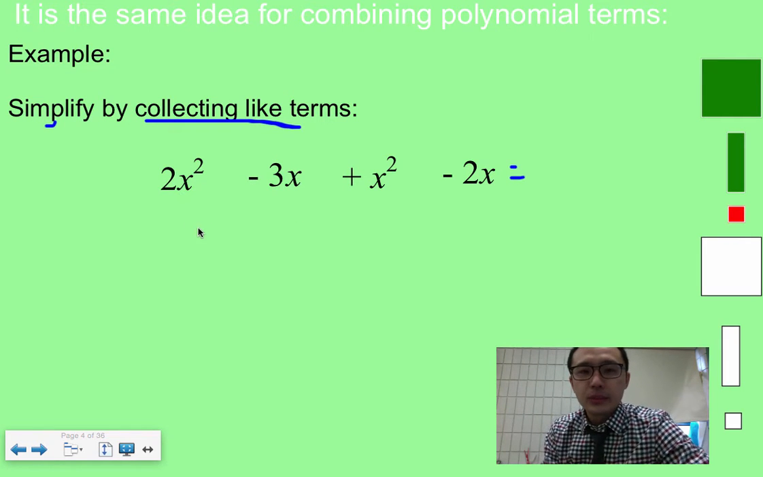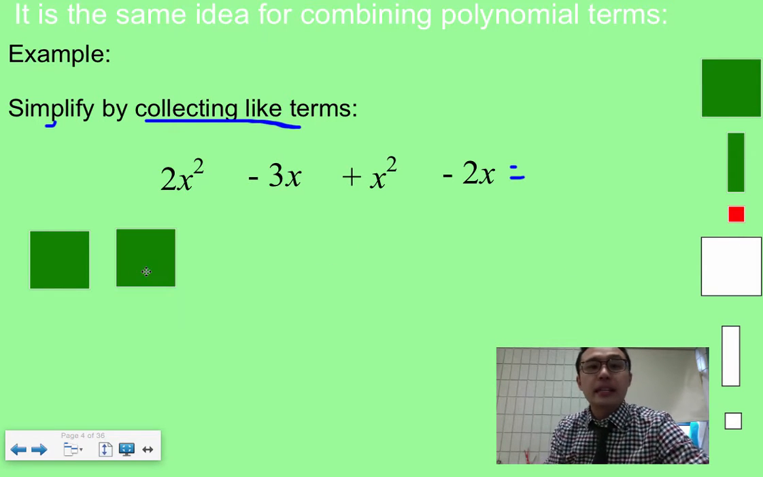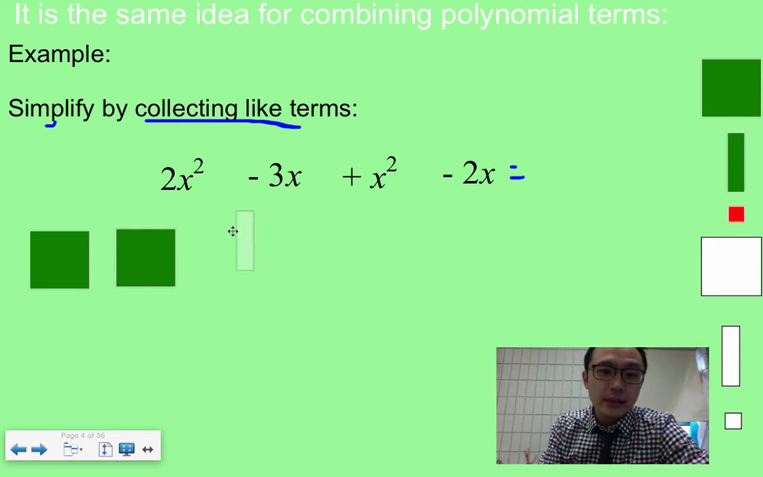So first one, 2x squared. That means I need 2 of these x squares. Remember, each of these ones represent x squares, so I need 2 of them. Negative 3x, that means I need negative. So the color white, the absence of color, that's your 1x or negative 1x. So we need 3 of these, so negative 3x.